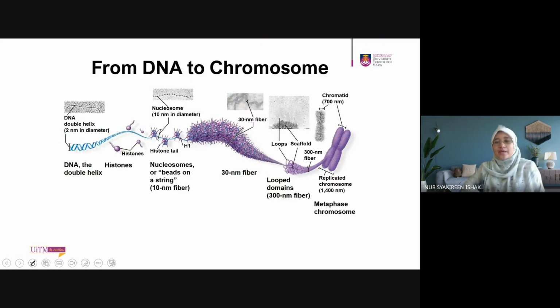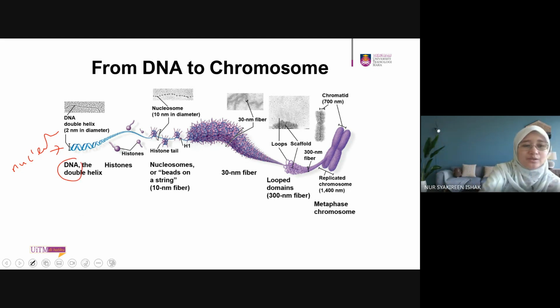Okay, so from DNA to chromosome. As we know, the monomer for DNA is nucleotides, which are assembled together to form polynucleotides. Two strands of polynucleotide form a DNA molecule, a double-stranded helical structure. Because our cell is really small, the nucleus is really small in a cell.